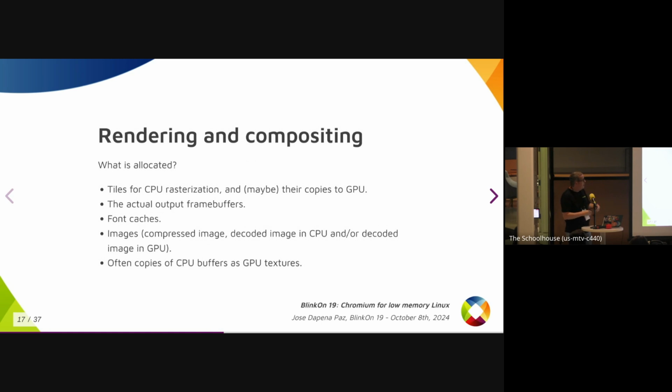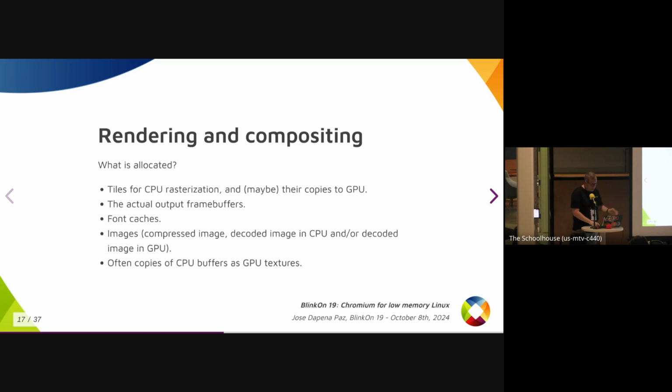So the things that are allocated: the tiles for CPU rasterization, and maybe their copies to the GPU when needed. The actual output frame buffers. We have the font caches, because we know that GPUs are not great at painting fonts, so they are rasterized with the CPU. Then we need to have them available for the GPU, for doing the composition with everything else. The images are sometimes copied in several flavors, like the compressed image that is cached, then the decoded image, and then maybe a copy on the GPU side as a GPU texture when there's no zero-copy available.